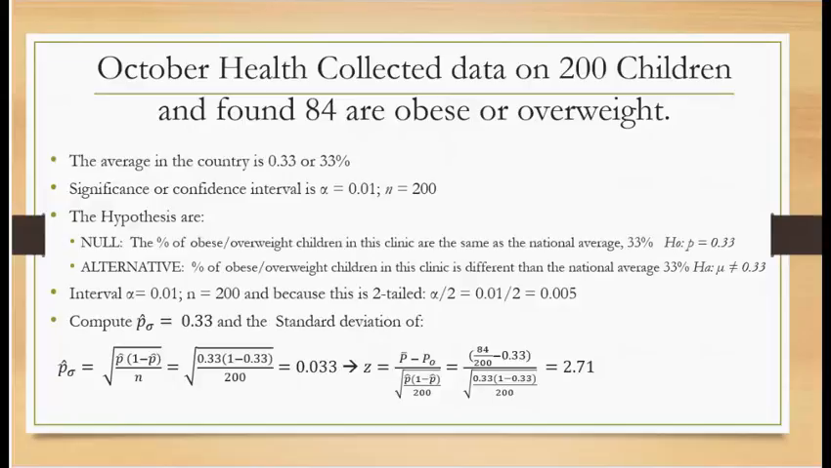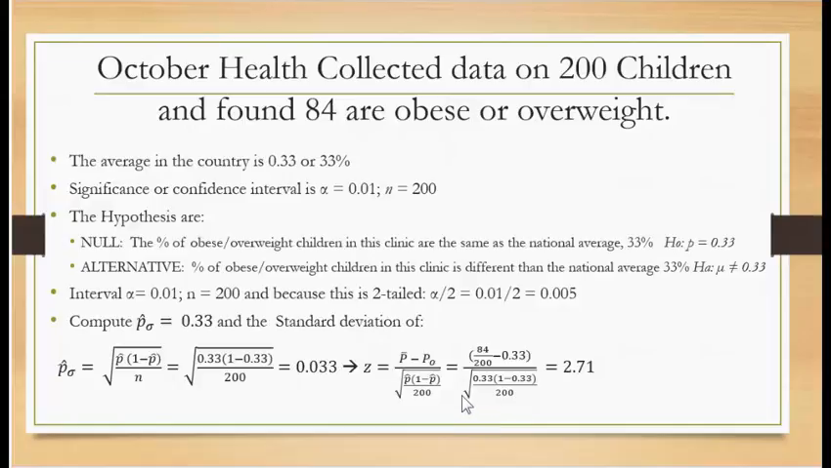So we're essentially checking to see if 42% is actually statistically different than 33%. Of course, we can do the math and we see that there's a difference, but we are testing to see if it just could have happened by accident, essentially. So what we do is we take 84 divided by 200, and that's where we get our 42%. We subtract from that the average, which is 33%.